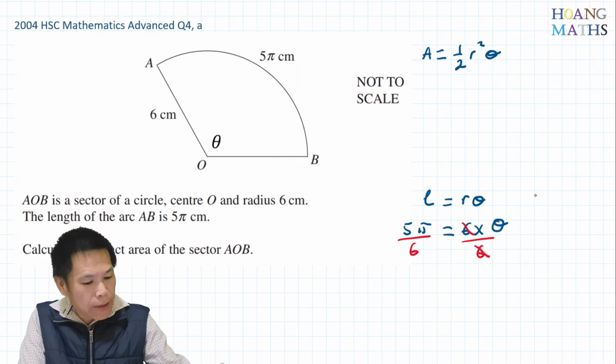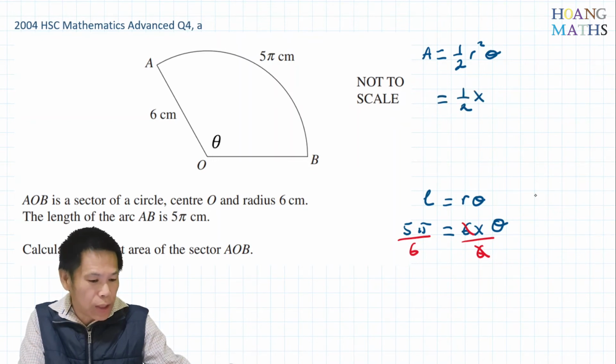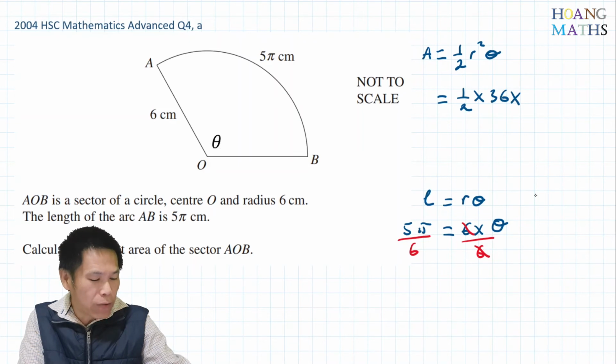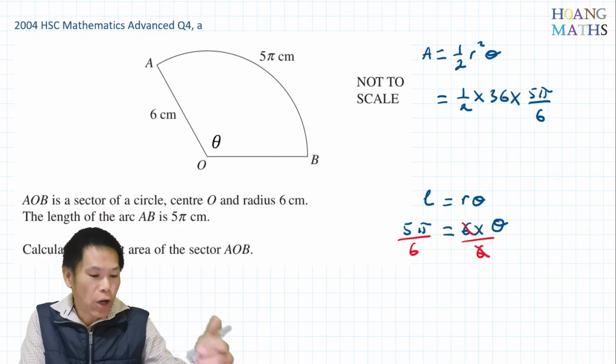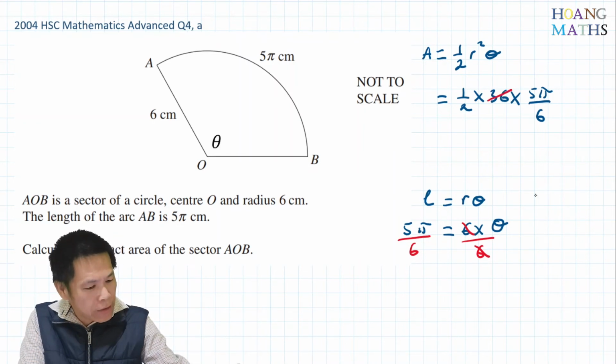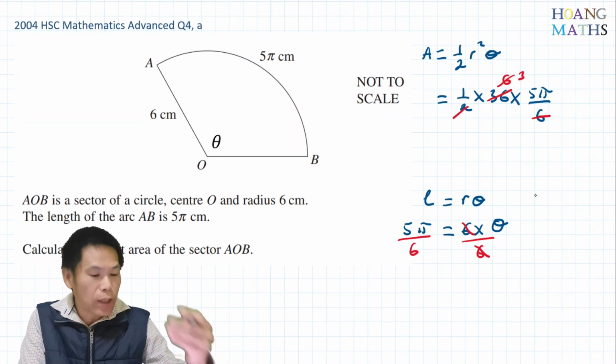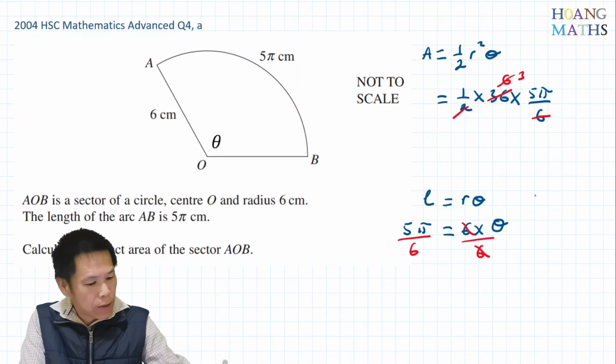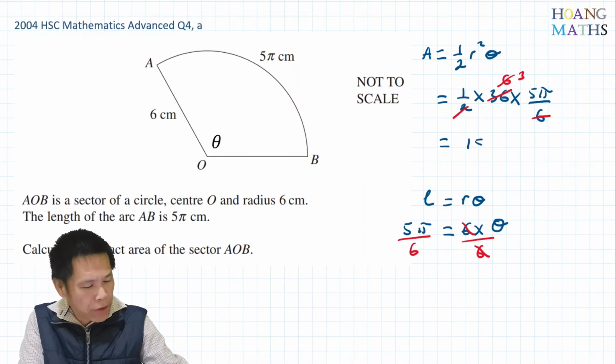So this means that the area is a half times the radius, which is 6 squared, is 36, and then we times by the angle theta, that is 5 pi over 6. Now I just simplify this, okay? So 36 divided by 6 gives me 6. That cancels out, that gives me 3. So 5 times 3 is 15. So the answer is 15 pi square centimeters.